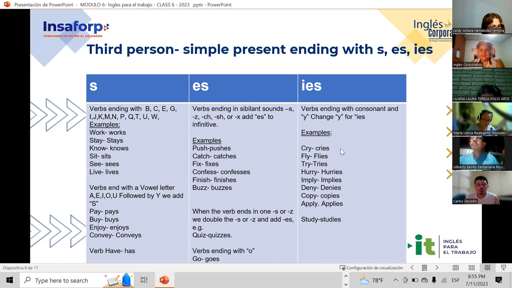Look at the examples. Cry, cries. Fly, flies. Try, tries. Hurry, hurries. Imply, implies. Deny, denies. Copy, copies. Apply, applies. Study, studies. Okay. See the difference.